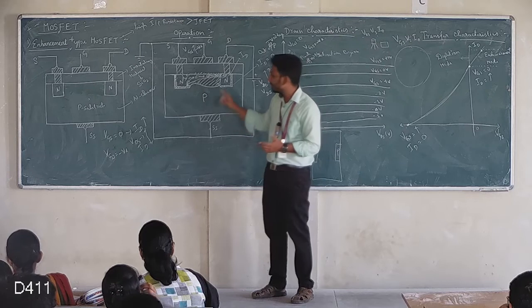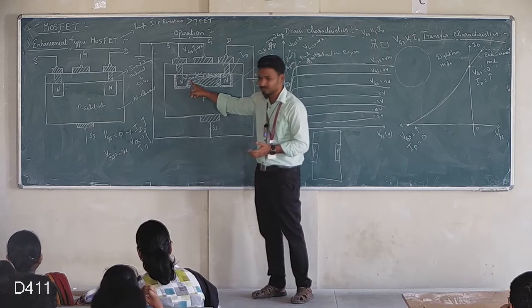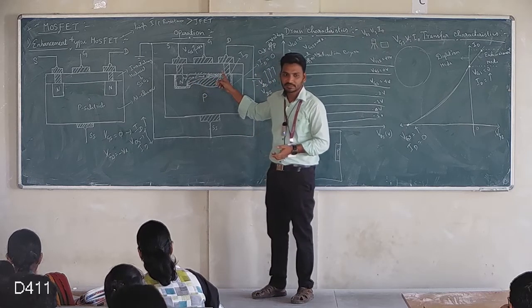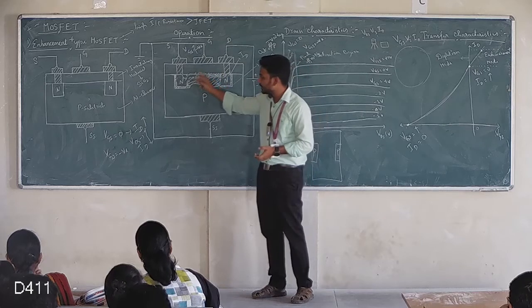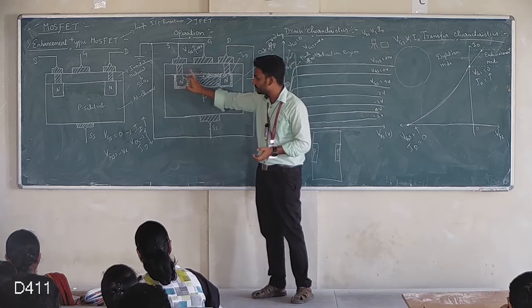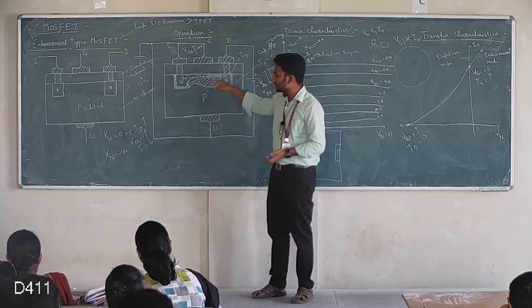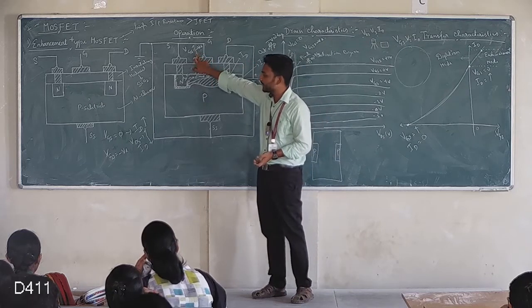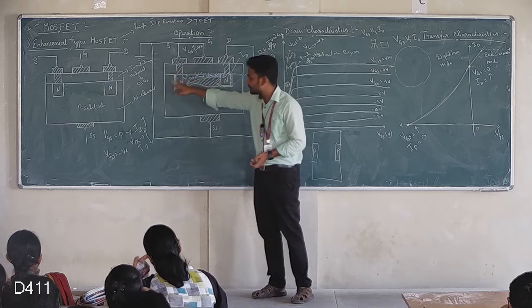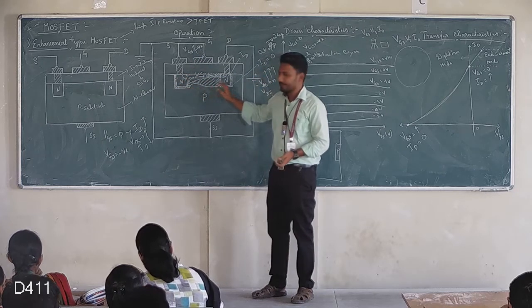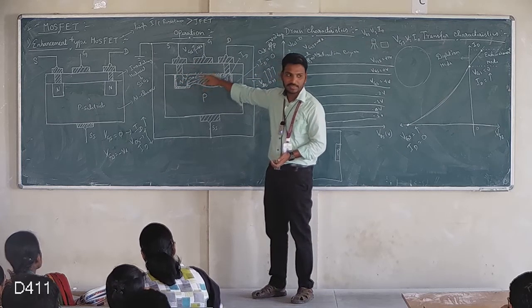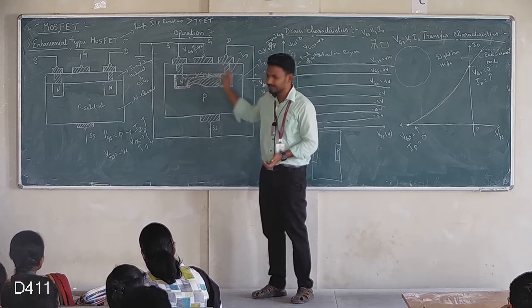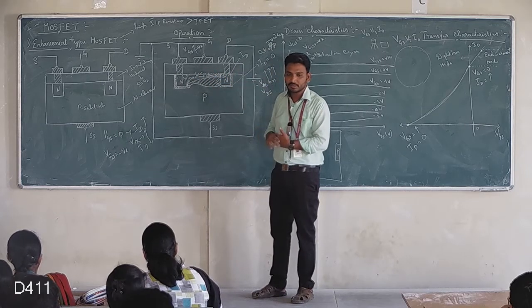So the channel width is more here, and very less here. Through this channel, the electrons will move from source to drain. Automatically, the current will get generated. After I apply VGS equal to negative, automatically the depletion region will get formed. It will block the channel path between source and drain, so the drain current will get reduced.